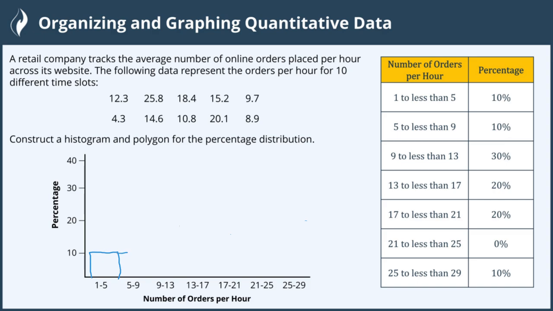The next class is also 10%. So those bars are the same height. The third class, 9 to less than 13, is 30%. The next class has a percentage of 20%. The class following that, 17 to less than 21, is also 20%.